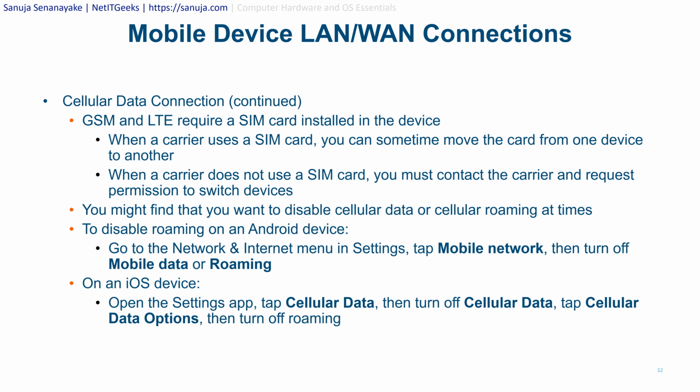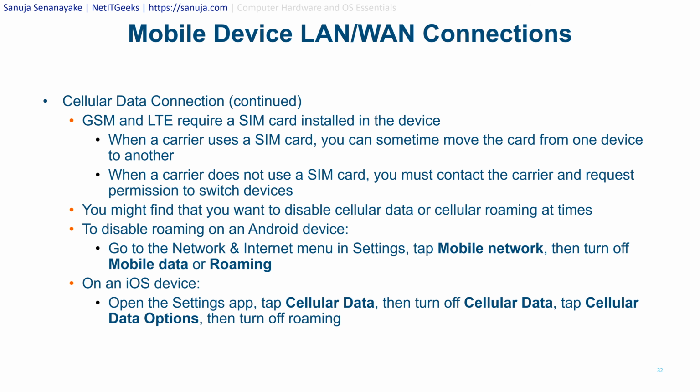So GSM and LTE require a SIM card to be installed in the device, and almost every single device sold in Canada as of 2022 is either GSM or LTE. So all of your devices should have a SIM card installed. When a carrier uses a SIM card, you can sometimes move the card from one device to another. When a carrier does not use a SIM card, you must contact the carrier and request permission to switch devices.